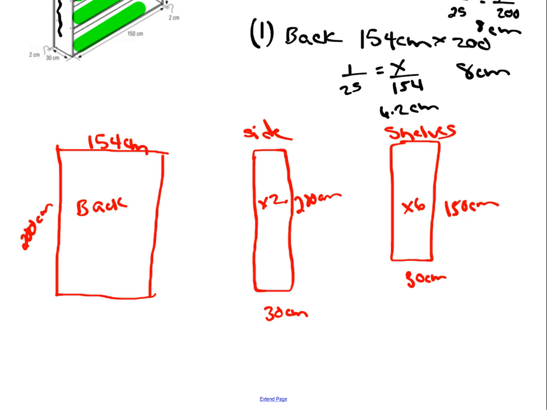So once they are drawn, they should look similar to mine, where you have your back side that's 200 by 154, your side views that are 200 by 30, there are 2 of them, your shelves, there are 6, so we write times 6, and they're 30 by 150, and always remember to write scale of 1 to 25.